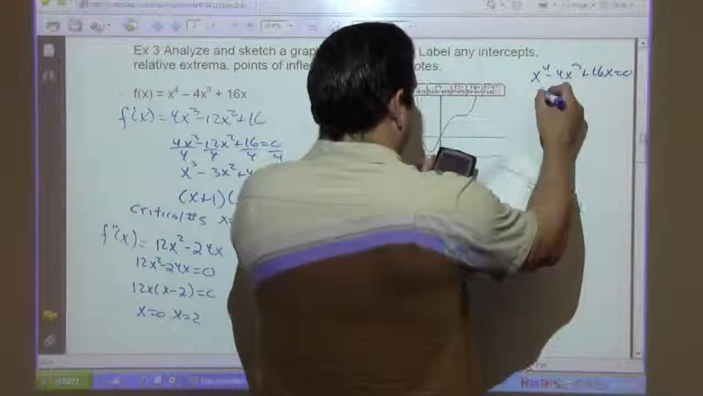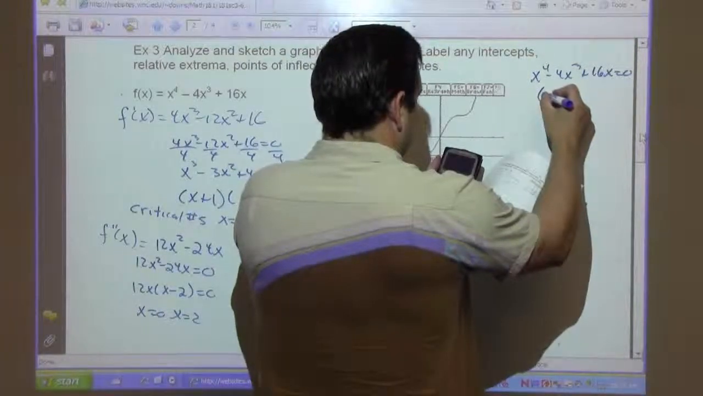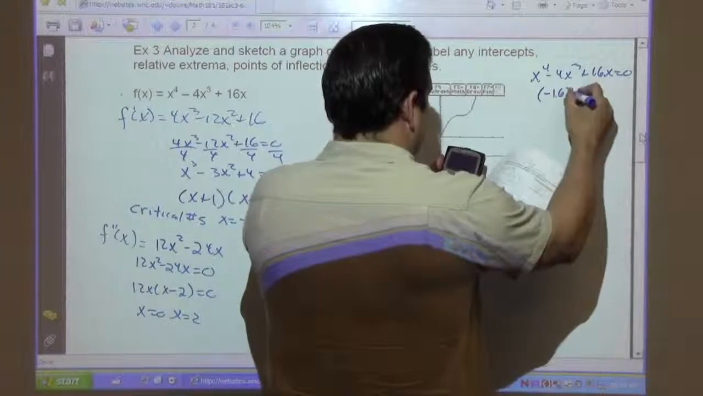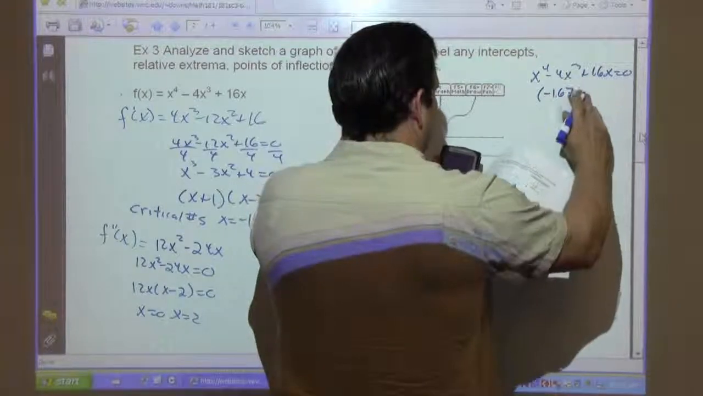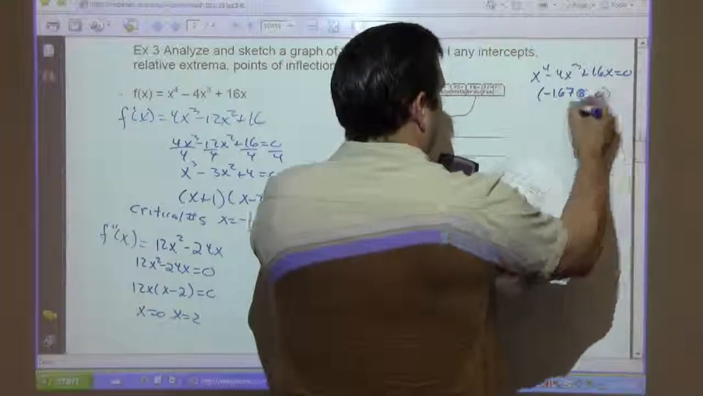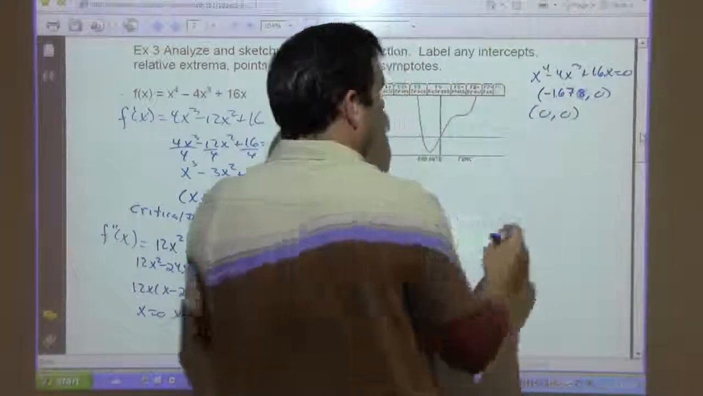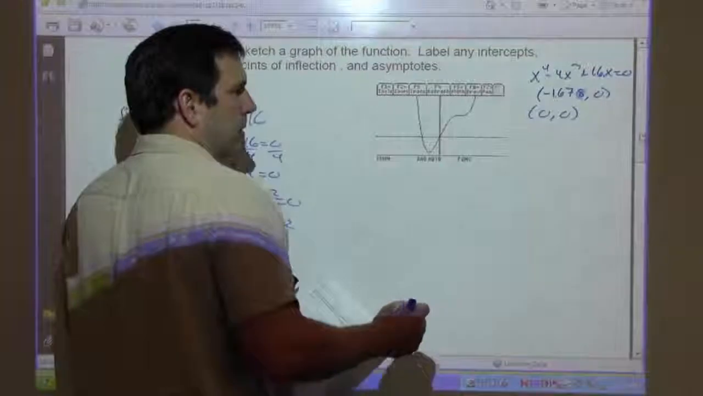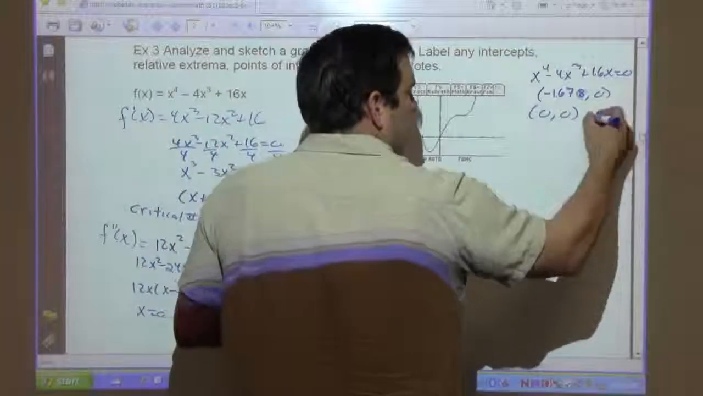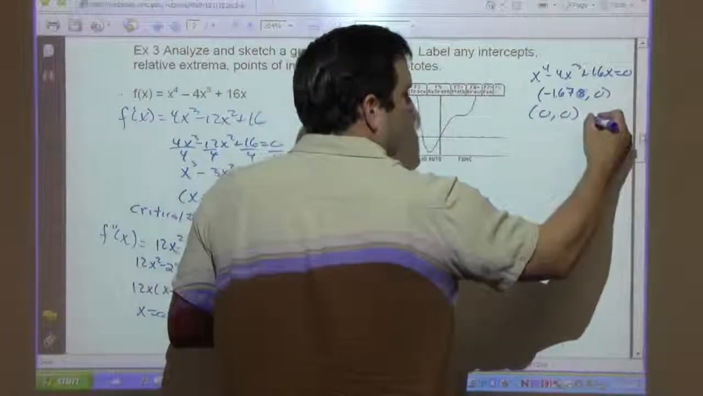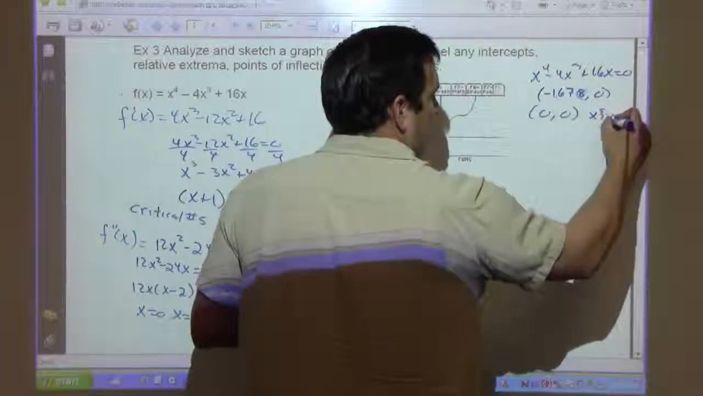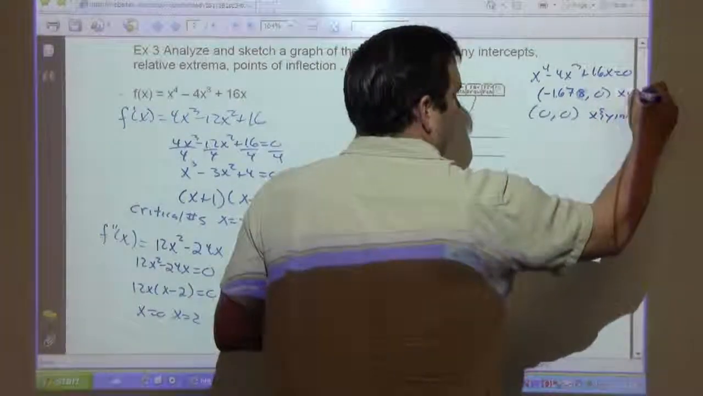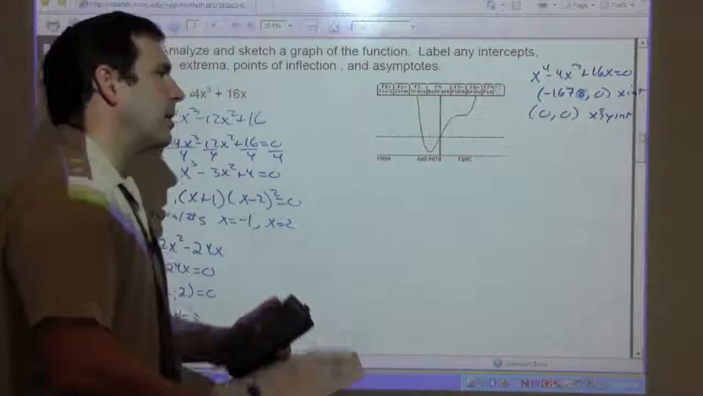Our zeros are going to be at negative 1.6778 and 0, comma 0. Those are the zeros. And we can kind of see that there. We see those zeros, and that's going to be our x-intercept, and this is also the y-intercept. Okay. I did that because I'm going to have to scroll up now.